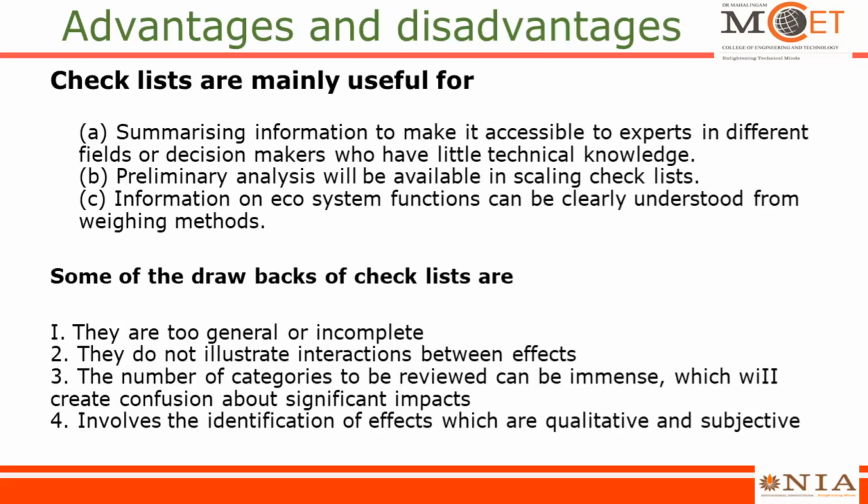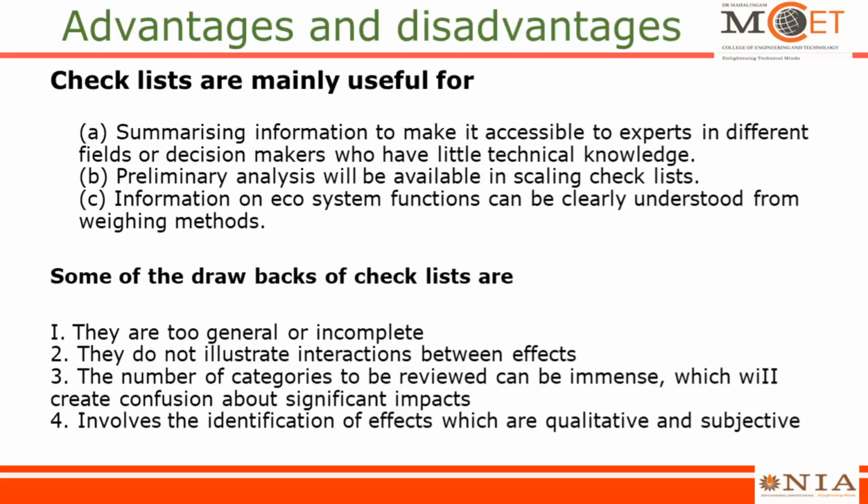The number of categories to be reviewed can be immense, right? Which will create confusion about significant impacts. Like you can go on making n number of components in a checklist, so you will have to review all those in terms of different categories, which will be a very tedious task.